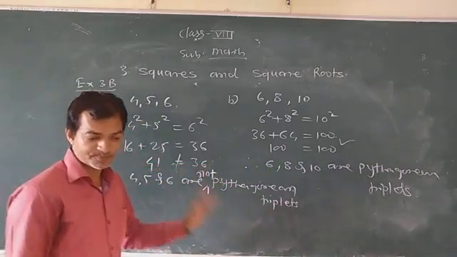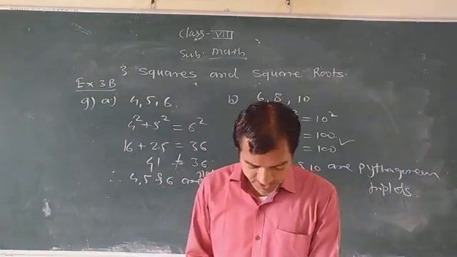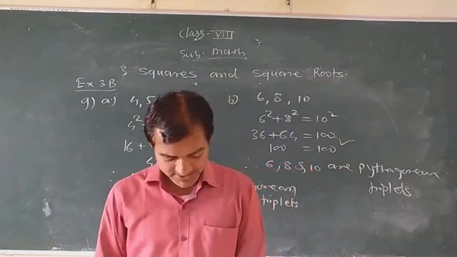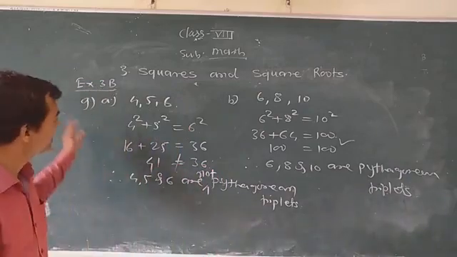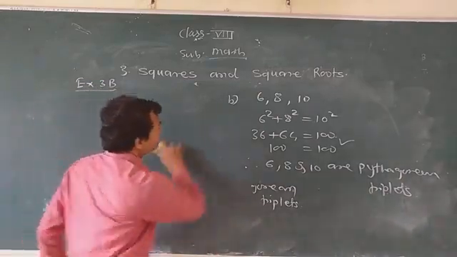Okay, understood? Now question number 10. What will be the length of the diagonal of a rectangle of sides 6 meter and 8 meter? See here this question. Write down this. Question number 10.